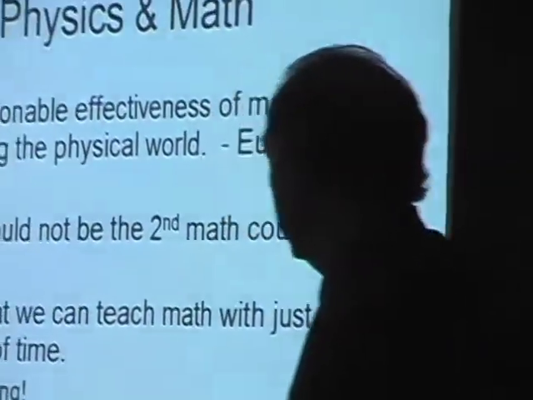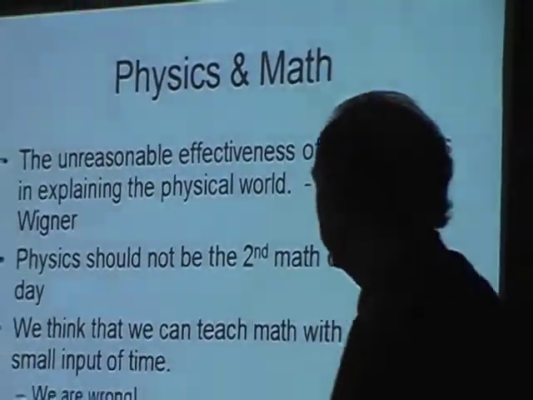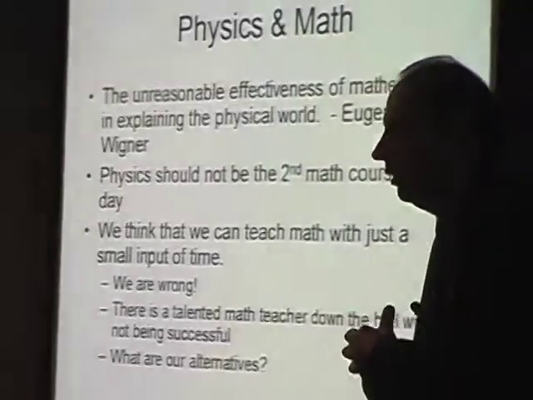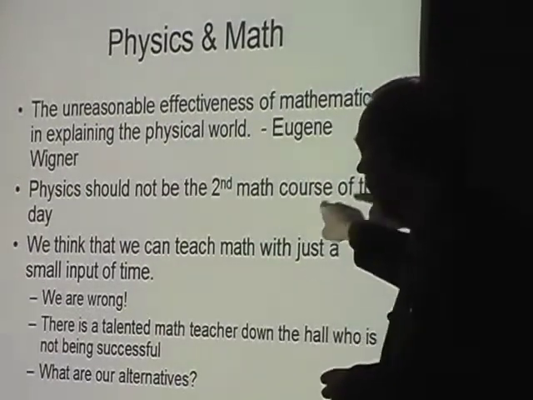Now, first of all, I love physics. Eugene Wigner, Nobel Prize for Group Theory, said, the unreasonable effectiveness of mathematics in explaining the physical world. Why is it that math explains the physical world so well? It didn't have to. It just does. Galileo found it did, and everybody since then has just been amazed that it does. That resonates with me. I love math and I love physics. Not everybody else does. And physics should not be the second math course of the day. Because too many of the kids think, oh yeah, I'm going to my second math course of the day, physics. There's a lot of physics that's not about more mathematical sophistication.